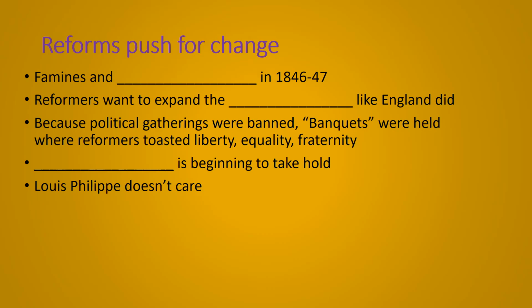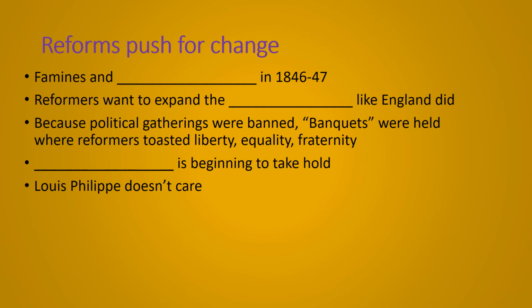And then things get really bad for France in the mid-1840s. There'll be famines, there'll be a severe economic recession, 1846, 1847. Bread prices go way up, unemployment goes way up, and reformers are kind of inspired by England. England was starting to expand its franchise and right to vote, so why not them? So there'll be reformers wanting to expand the franchise like England had.